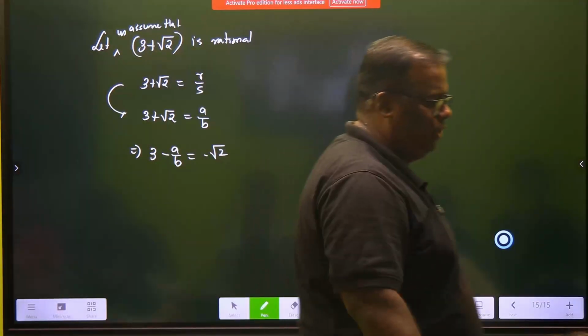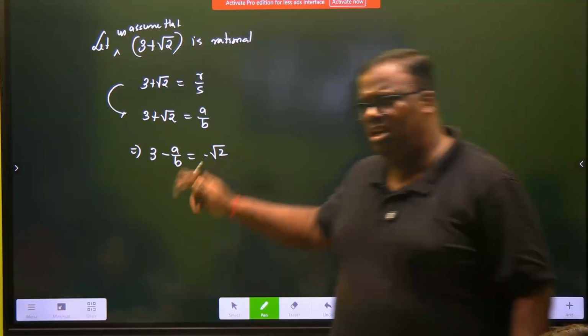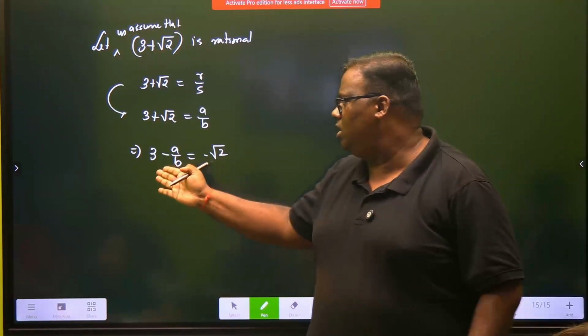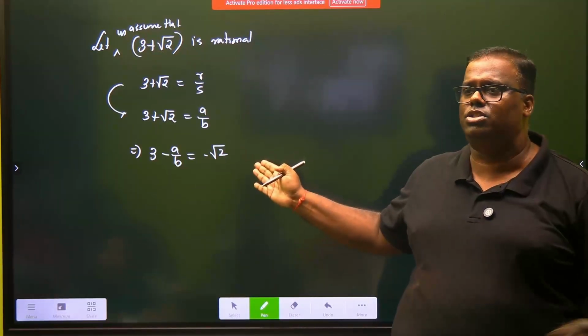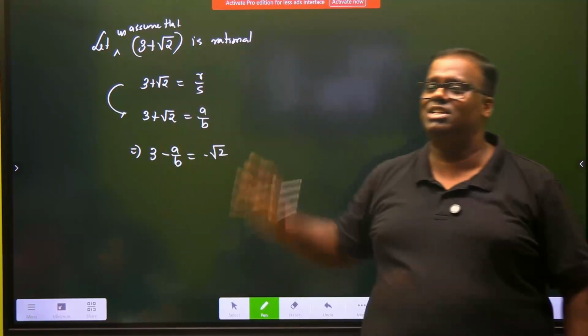Right here your problem fails. 3 is a rational number. A by B is a rational number. So your LHS is rational. How can your rational LHS be equal to irrational RHS? So your initial assumption, yeah, it's much easier. So your initial assumption is wrong.